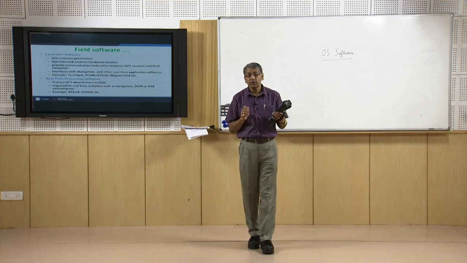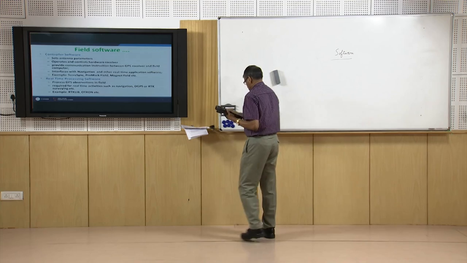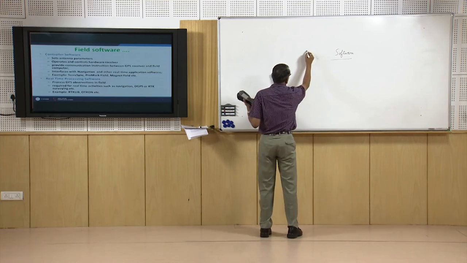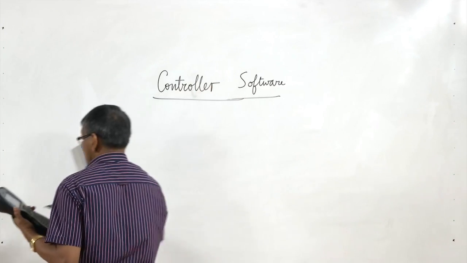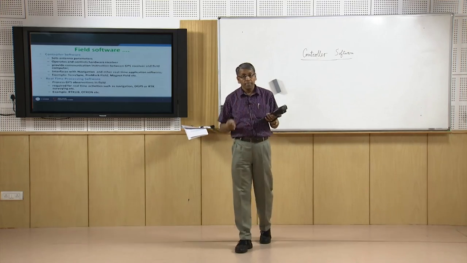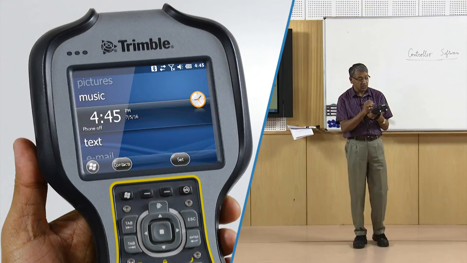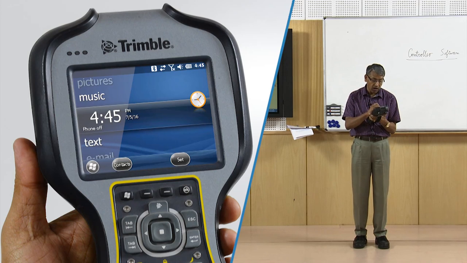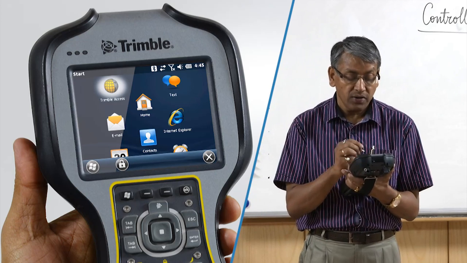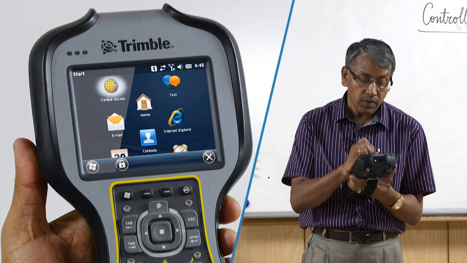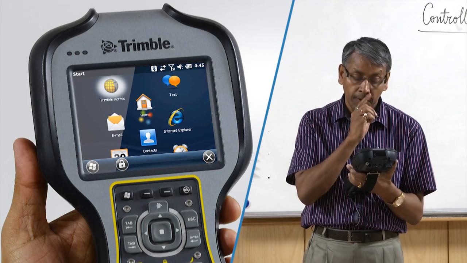Now, I would like to demonstrate the controller software that is available inside this controller. To find out the controller software that is being used by this controller, we first tap the start, and here you can see in the start menu itself, this Trimble XS is the controller software that is available within this controller. So now it is opening.